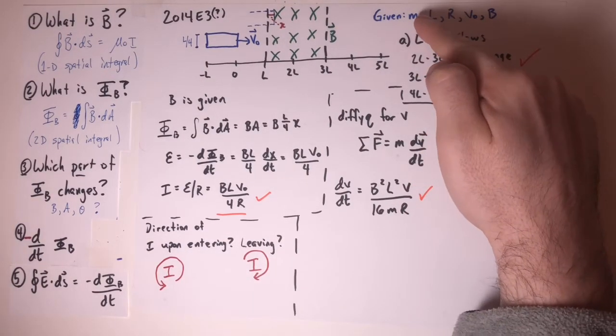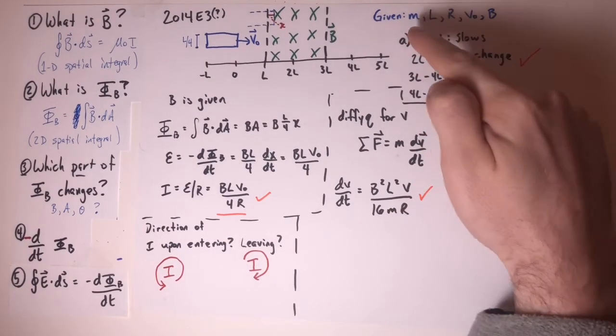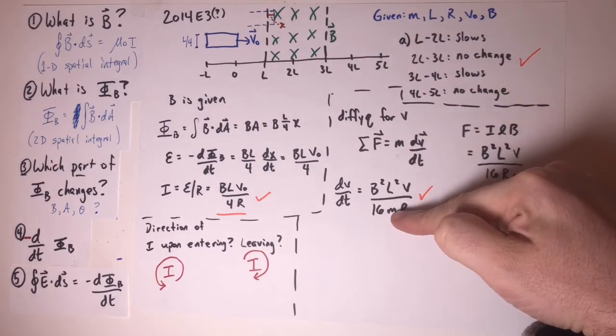Also, I like that you finally see why they bothered giving you the mass of the loop, because that wasn't needed up till this point.